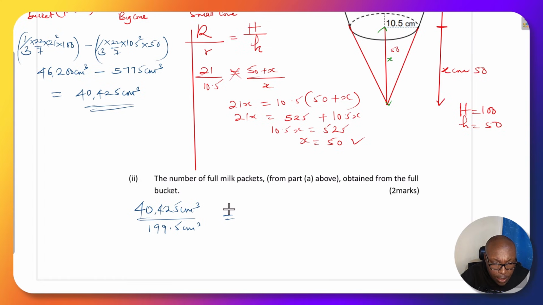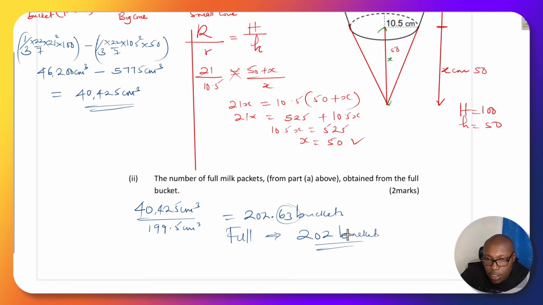202.6. So 40,425 divided by 199.5, you get 202.63 packets. Because we need the full packets, it will be given by 202. The fraction part here means that there's a packet that will not be full. So 202 packets are the ones that we need. That is how you're supposed to solve that.